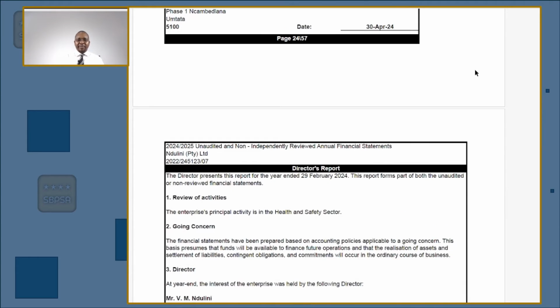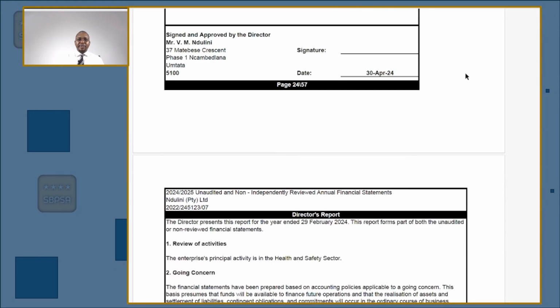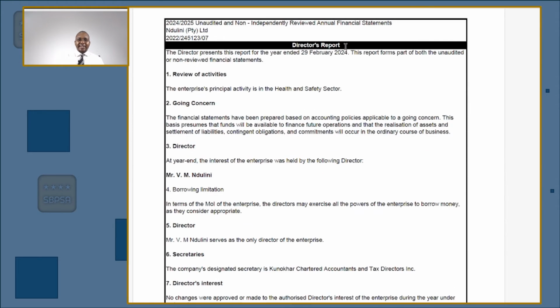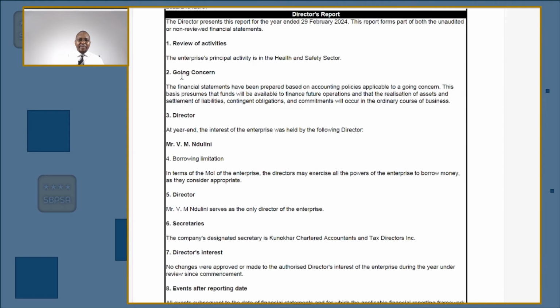Then of course, as we expected, after the director's responsibility, we deal with the director's report. The director's report has specific information. It tells us what the industry is. It tells us about the going concern, and this going concern will be cross-referenced with the information which SPPSA now wants to be produced by the small business valuer.